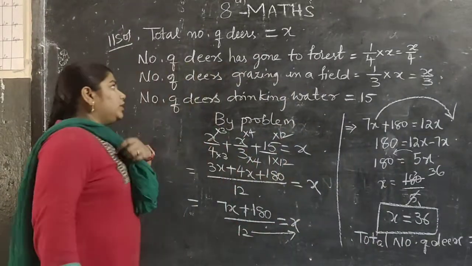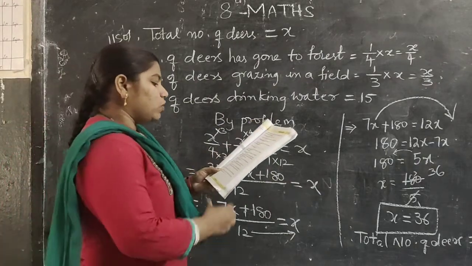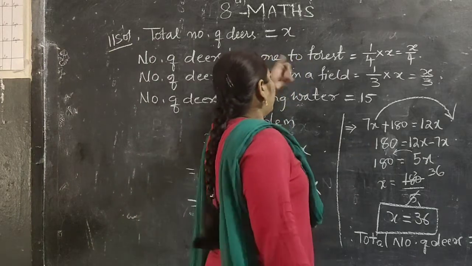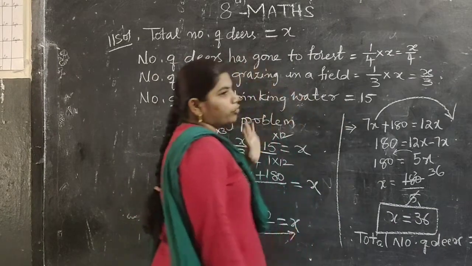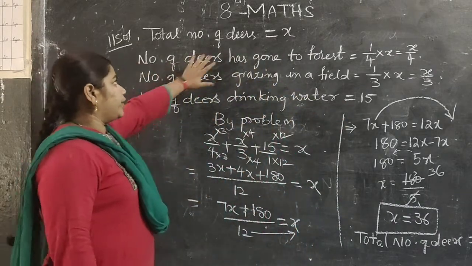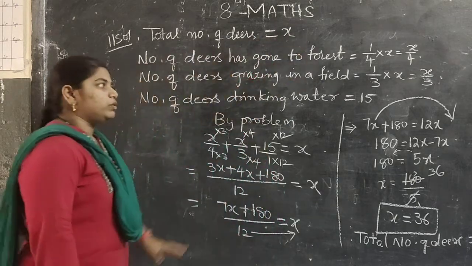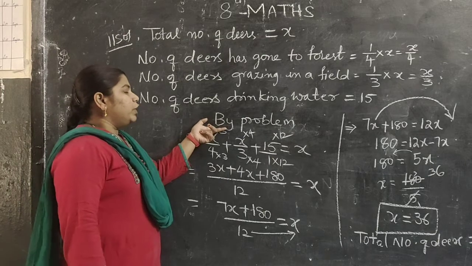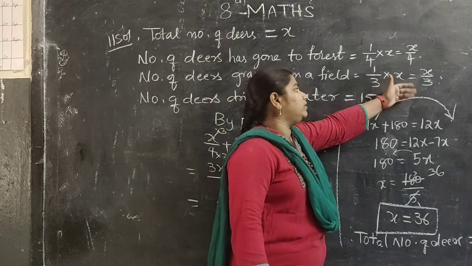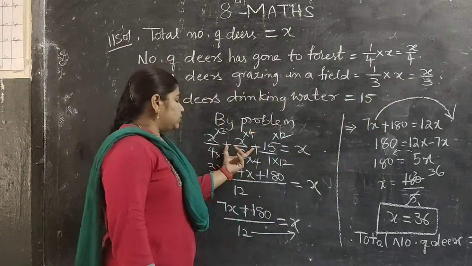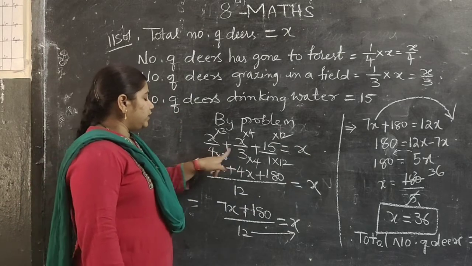So once again you see here, they have told that 1/4 of herd of deers has gone to forest, 1/4 went for forest, and 1/3 of deers went for grazing, and remaining 15 are drinking water. Now what we have to find? We have to find total number of deers here. So total number of deers I am taking it as x because we don't know the value. So by problem, total is nothing but adding all the deers here, that is x by 4 plus x by 3 plus 15. So if you add this all, the total will be x. So what is the LCM here? 4 and 3 LCM is 12.